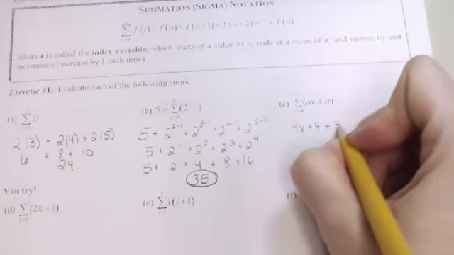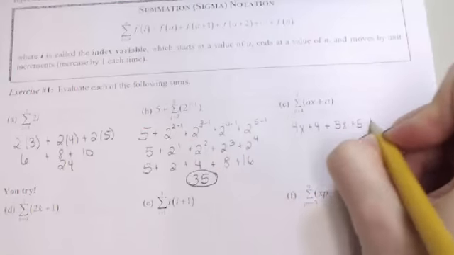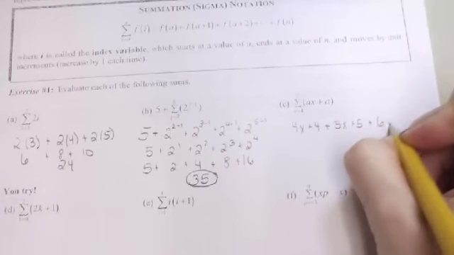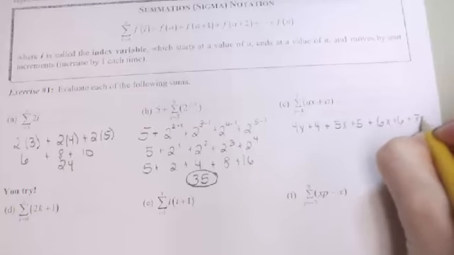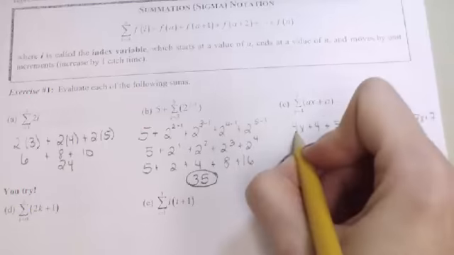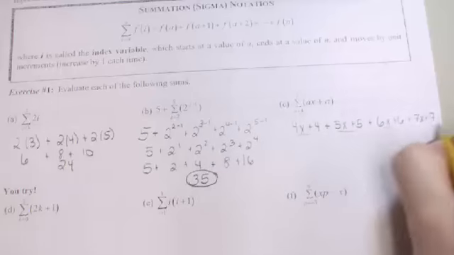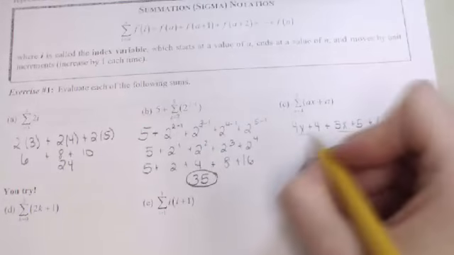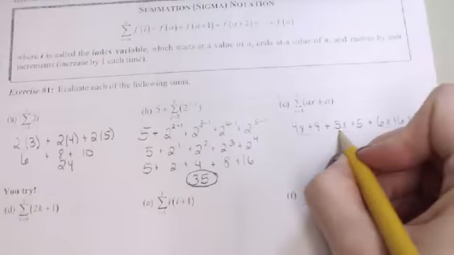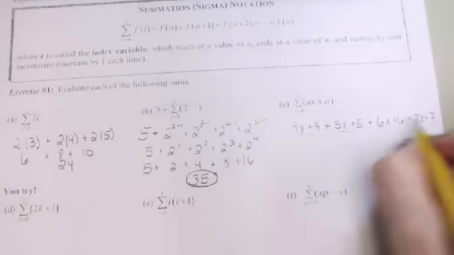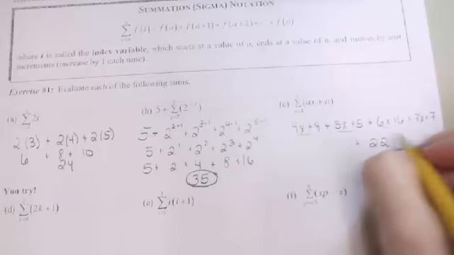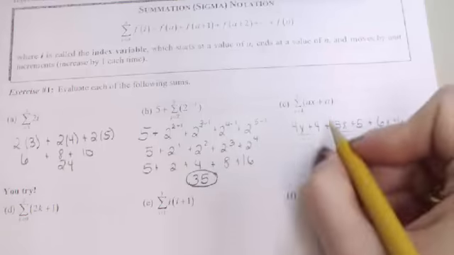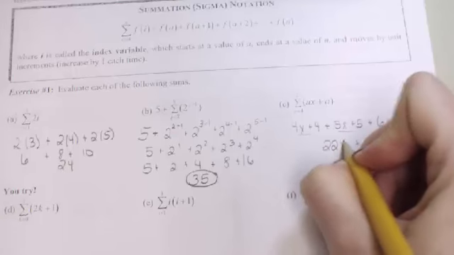Then I'm going to plug a 5 in, so 5x plus 5. Then I'm going to plug a 6 in, 6x plus 6, and then stopping when I plug in the 7. So there's my 1, 2, 3, 4 separate terms, and I'm going to combine them. 4 plus 5 plus 6 plus 7, all of those add up to 22, and then 4x plus 5x plus 6x plus 7x is 22x.